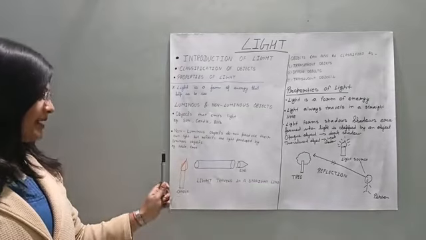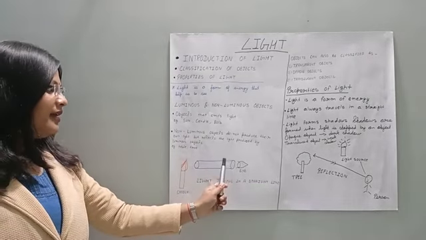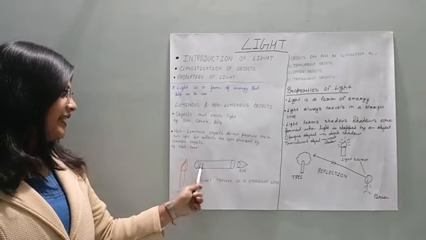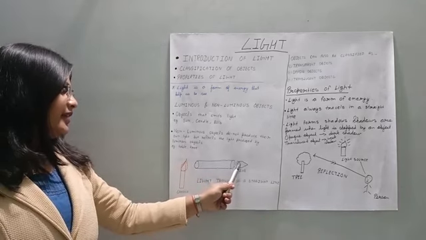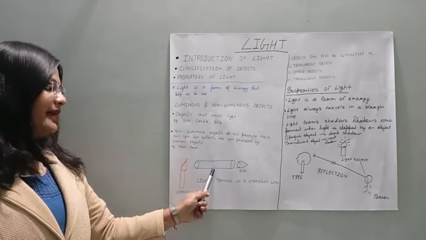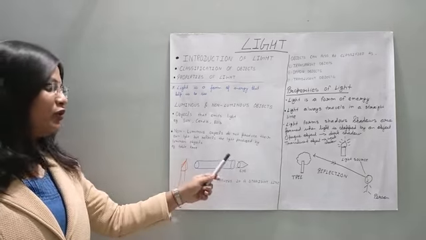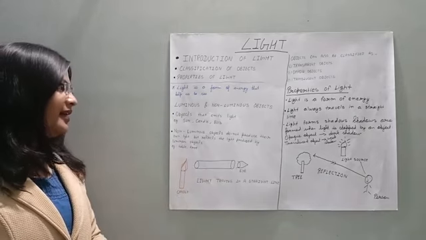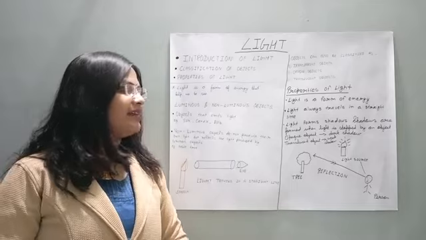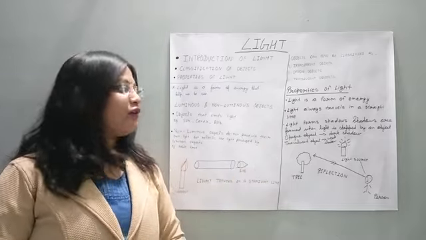If we place a candle here and we see this candle through a straight hollow pipe, then we will be able to see this candle. If the pipe is bent, then we will not be able to see this candle. This concludes that light always travels in a straight line, and this is the second property of light.